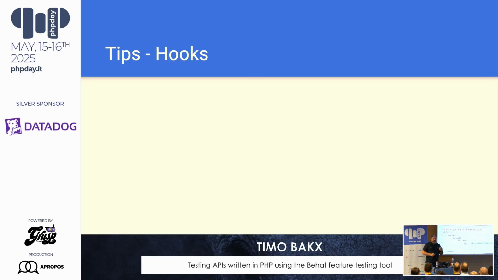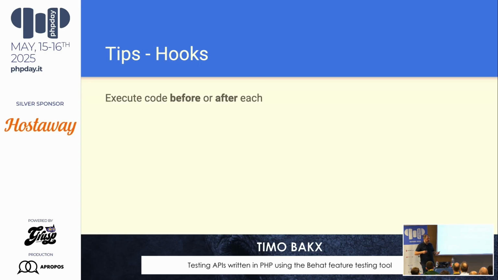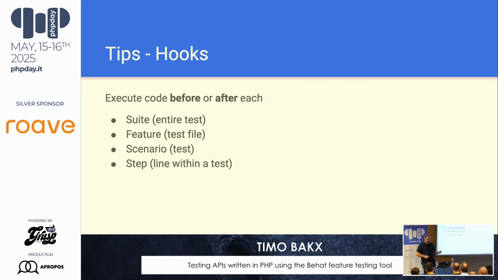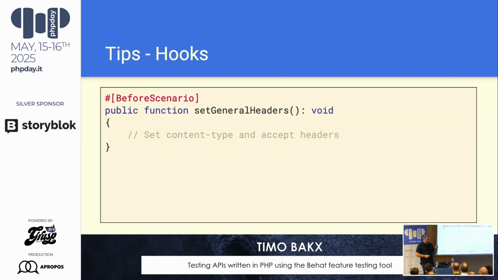Behat also supports hooks, which are functions that are executed before or after each suite and the entire test, each feature, so the test file, each scenario, or even each step. Using the latter, be careful because that's executed a lot. If you use those hooks, you add a function to one of your contexts. You add a before or after scenario, feature, suite. And then you have your code that's executed.